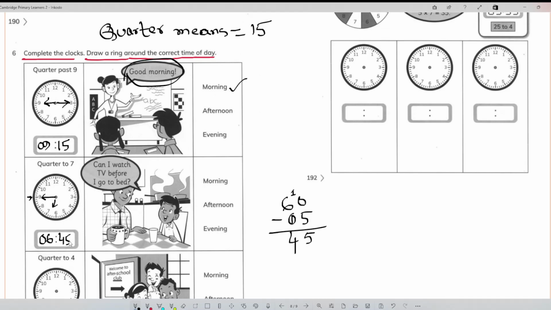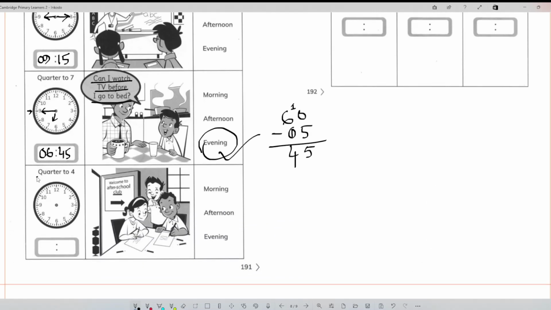Okay, now is 6:45 morning or evening? Here it is mentioned, can I watch TV before I go to bed? When people want to go to bed at night, it means 6:45 is evening.